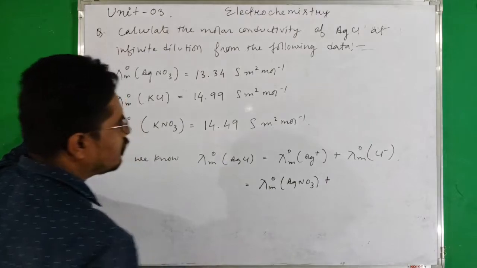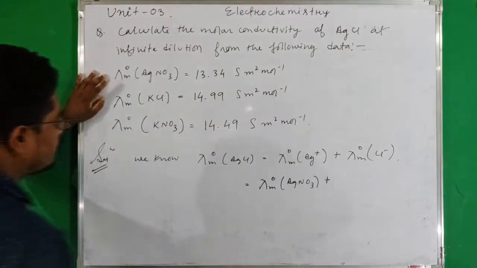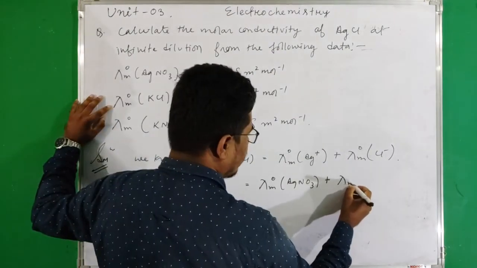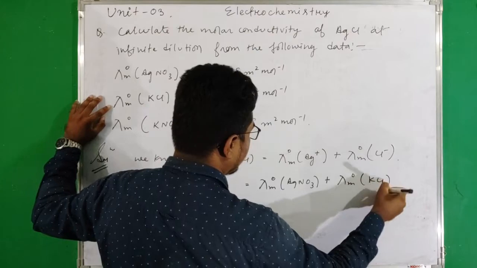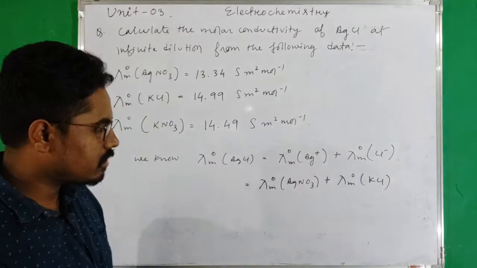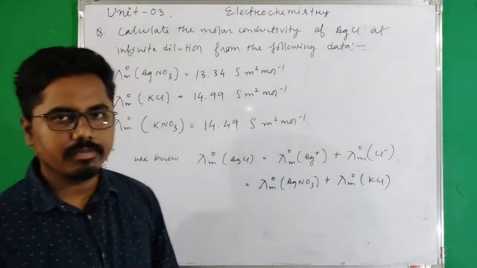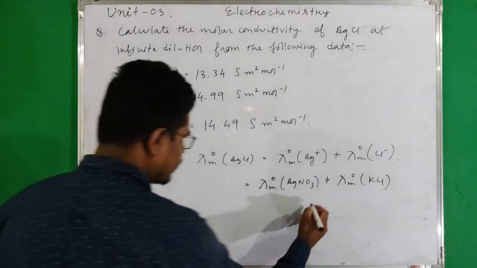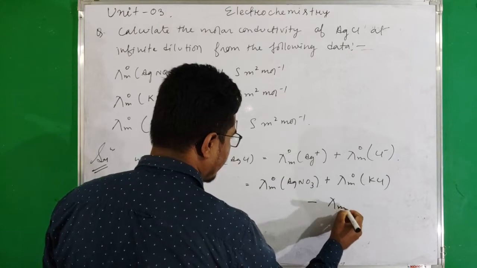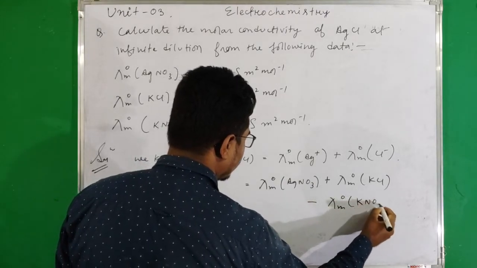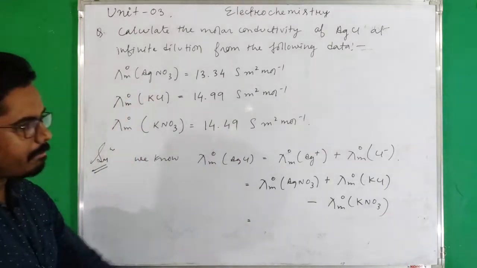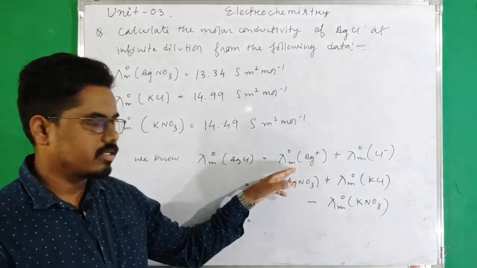Okay, then we have to find Cl negative. So Cl negative is present in the second data. That means lambda m naught KCl. Okay, so now we have some extra terms, that is NO3 negative and K positive. So to cancel them, we have to subtract the value of lambda m naught for KNO3. Okay, so when we break them, the final result will be this one.